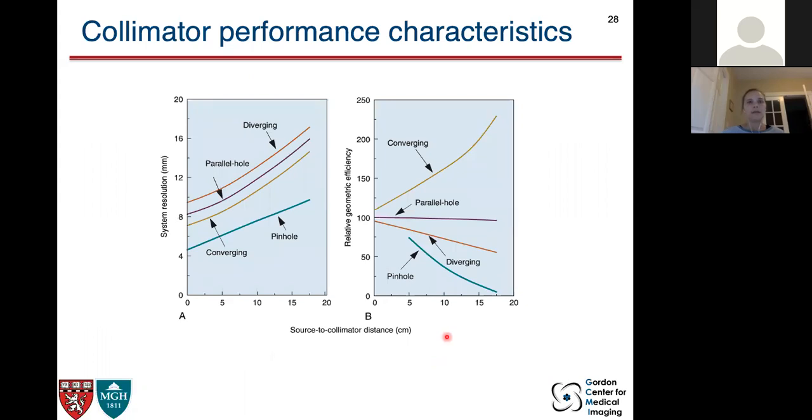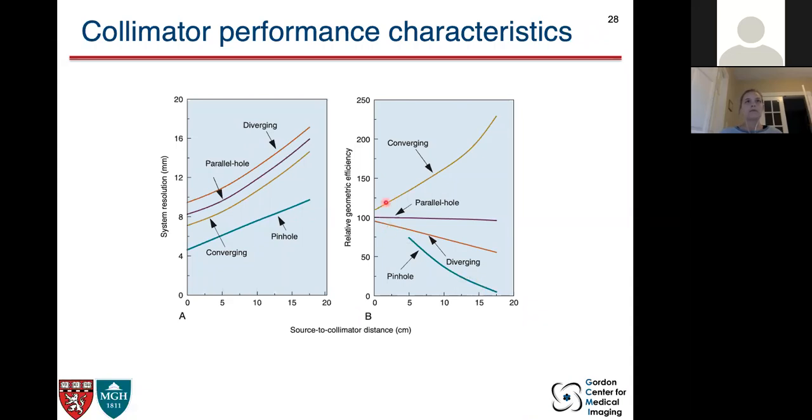And here we can see the resolution and efficiency characteristics of each of these collimator types. And this is as a function of the source to collimator distance. So here we have the resolution, and here I have the geometric efficiency. So we can see that in all of these cases, we will have a degradation in the resolution with the collimator to source distance. And we can see the different characteristics of the different types. We can see here, for example, the pinhole, we will have good resolution, but the efficiency is the worst among these first ones.